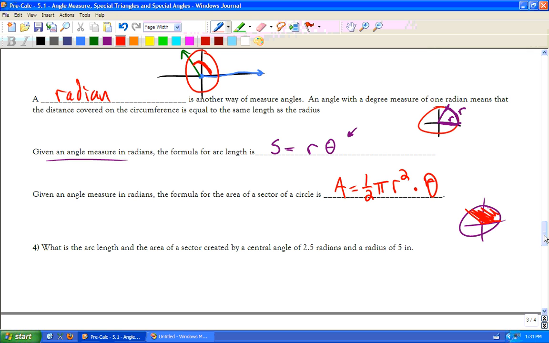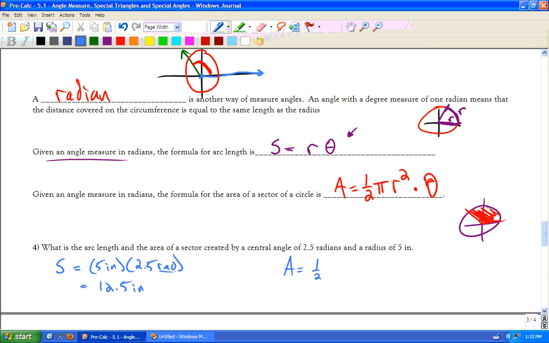Practically speaking, let's just show you how you can plug and chug with these. What is the arc length and the area of a sector created by a central angle of 2.5 radians and a radius of 5 inches? Well, the arc length will equal the radius, 5 inches, times 2.5 radians. That equals 12.5 inches. The area will equal 1/2 times 5 squared times 2.5 radians.